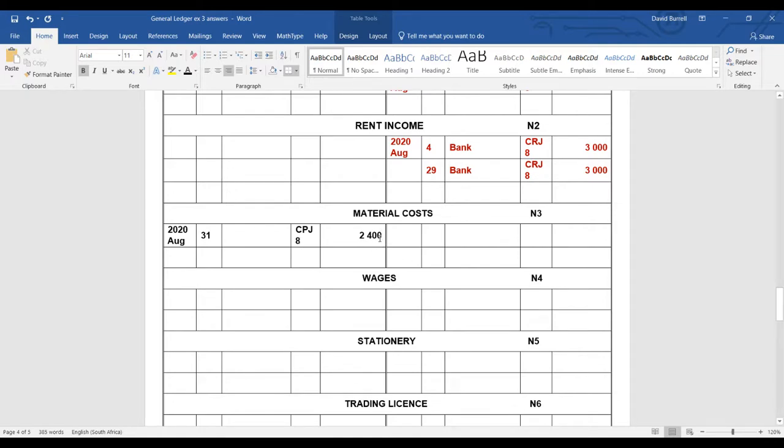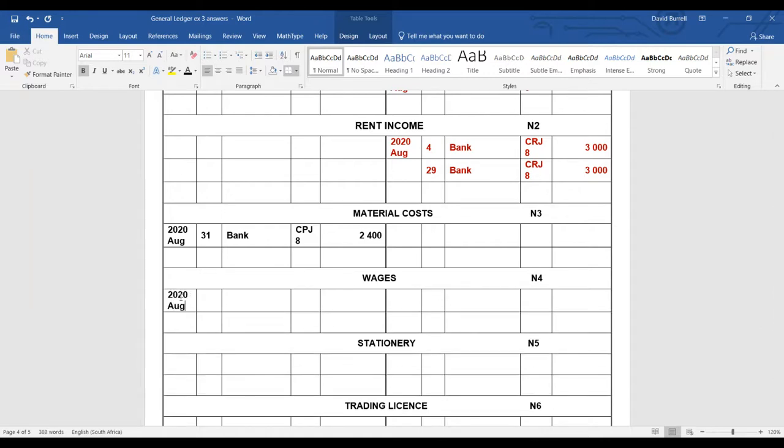Now, for this particular debit, where's the matching credit? It's in the bank account, so we're going to put bank in there. And we'll do very similar things in the wages account, 2020 August. It's the 31st because it's a column total. We'll put bank because that's where the matching credit is. CPJ 8, and the wages total was 1,200 Rand.